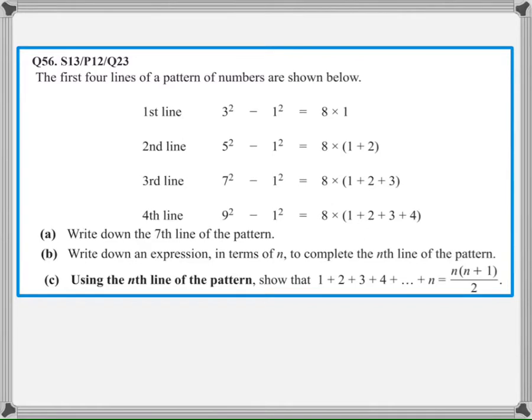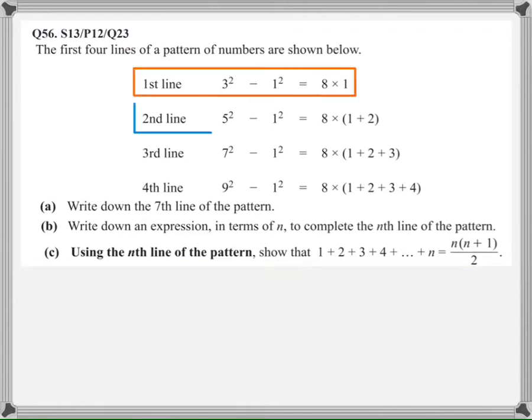First line, there is only 1. Second line, it's a sum of 1 and 2. Third, 1 plus 2 plus 3. Fourth, 1 plus 2 plus 3 plus 4. Fifth line, 8 multiplied by 1, 2, 3, 4, 5. Sixth line, 1, 2, 3, 4, 5, 6. Seventh line, 8 multiplied by 1, 2, 3, 4, 5, 6, 7. So technically, I have done the concept of part A, which of course I'll show you in a short while.